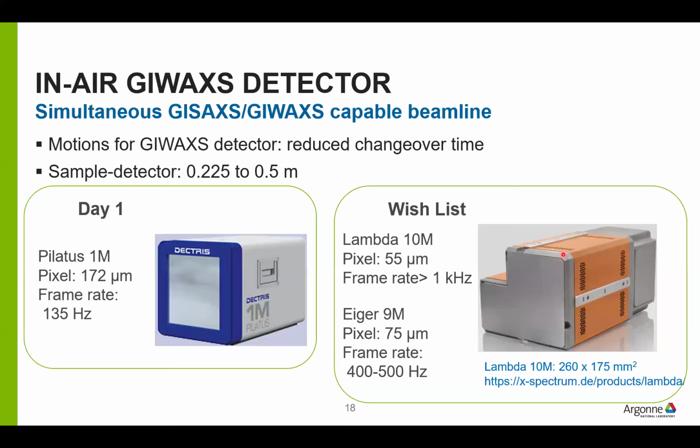But down the line, we would like to upgrade to a cutout detector, for example, this model from Lambda, or a similar model from Detectors that would allow us to pass the small angle signal into the grand tube and collect the wide angle signal simultaneously.